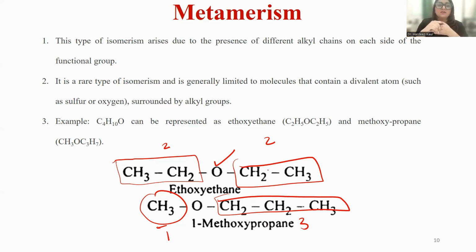This is a very rare type of isomerism, and it is generally limited to molecules that contain divalent atoms, such as sulfur and oxygen, and they can be studied by the alkyl groups, that is, what types of different chains are present on the left and the right side of that particular group.